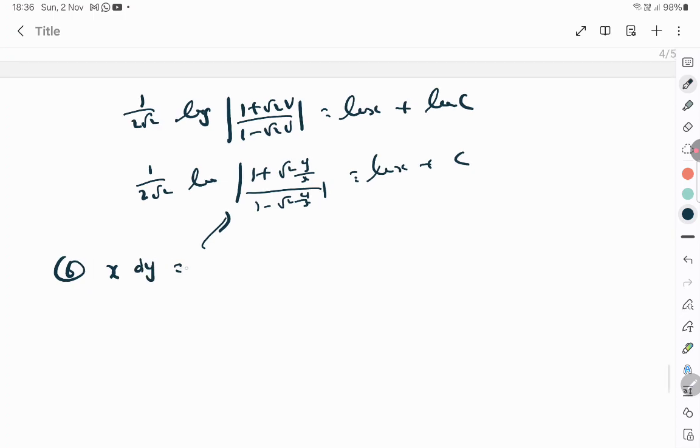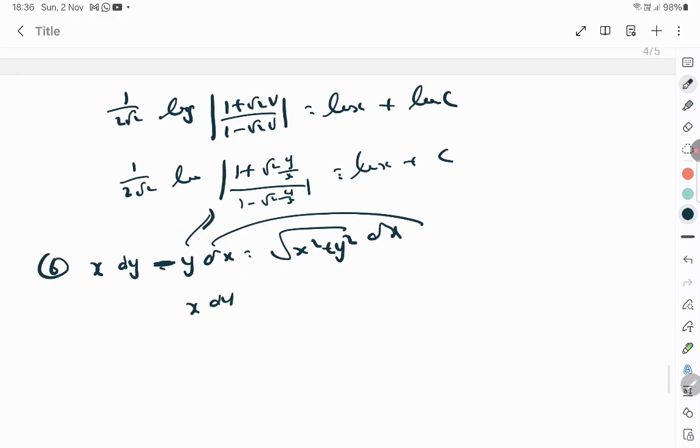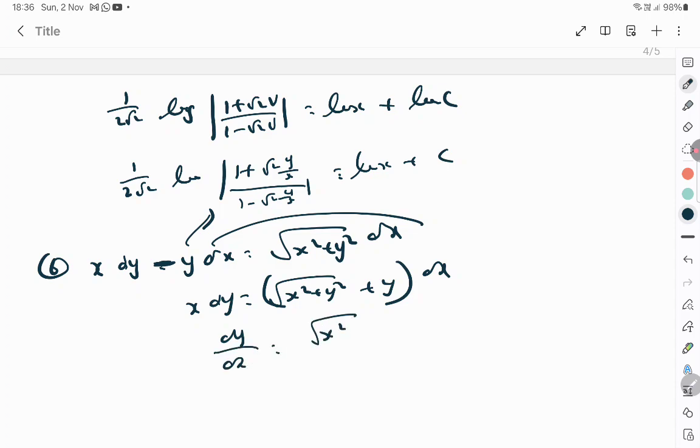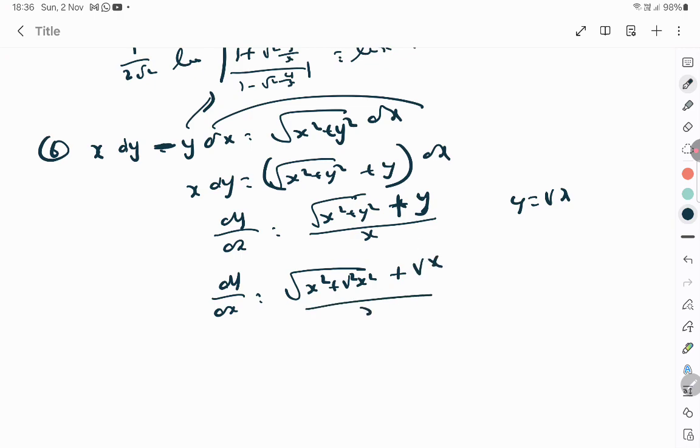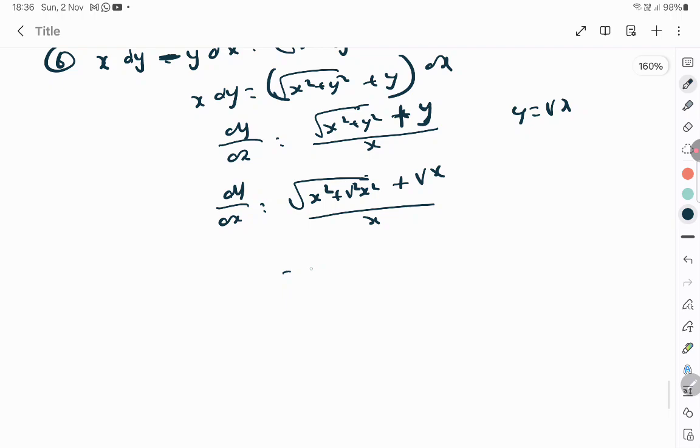X into dy minus y into dx is equal to root of x square plus y square into dx. Consolidate the dx. X into dy is equal to root of x square plus y square plus y into dx. So dy by dx is root of x square plus y square plus y by x. Put y is equal to vx. When you write that, what will happen? Dy by dx is root of x square plus v square x square plus this will become vx by x. You can cancel the x. It will become root of 1 plus v square plus v.